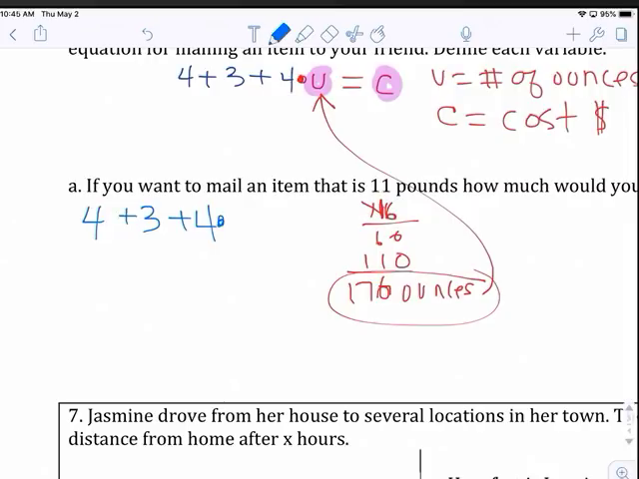Times the ounces. 176 equals the cost. Wait, how did you get 166? It's always 176. How did you get that? Well, first use your calculator. Go ahead. I did, but it says that number.